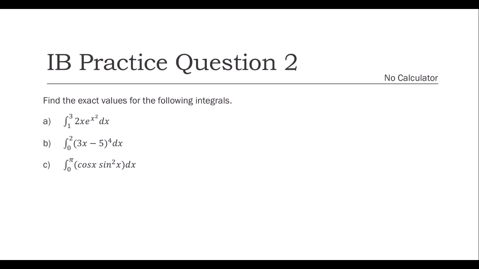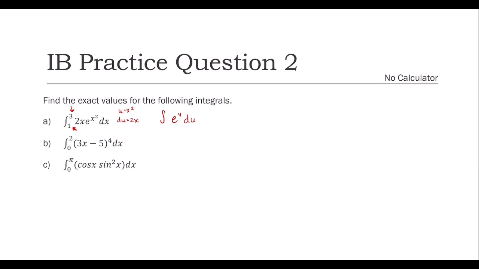Now we have our second IB practice question. It says find the exact values for the following integrals. So these integrals have lower and upper limits. So for this first one we'll put u equals x squared. So du equals 2x dx, and we'll have the integral of e to the u du. But our limits of integration have now changed because these are for x and now we're using u.